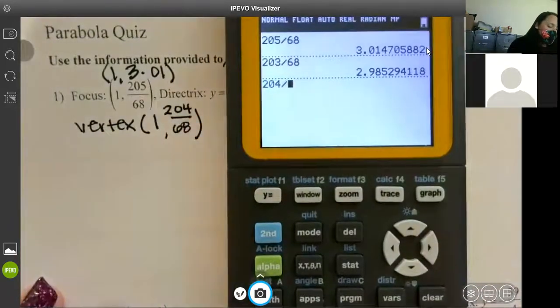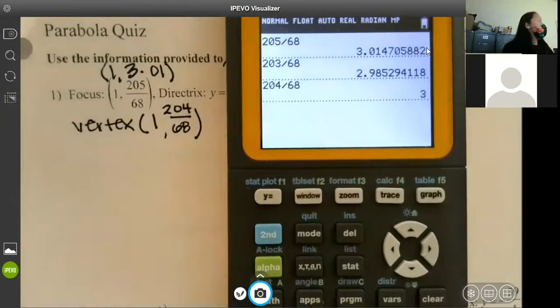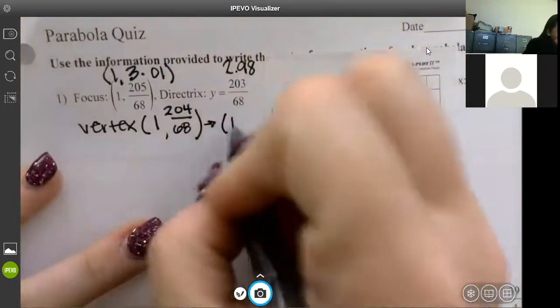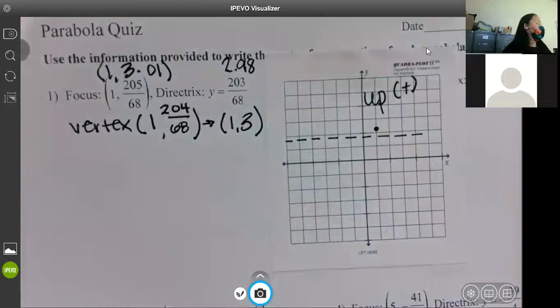Here's why they use those numbers. What is it? A perfect whole number, right? Does everybody see that? So that's why they do that for you. The fractions are there just to give you a perfect whole number when you find that vertex.